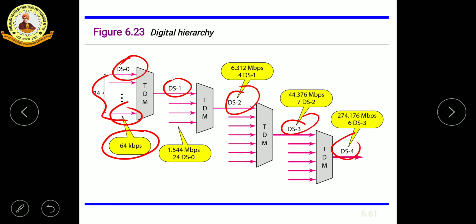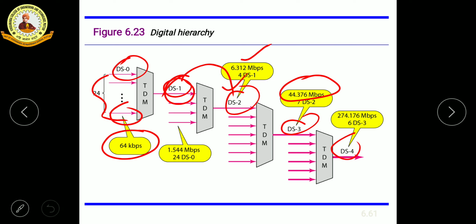So 24 such DS0 lines make one DS1 line. That is the meaning of it. What is the bandwidth of the DS1 line? It is 24 into 64 kbps, that is 1.536 mbps. Similarly, how many DS1 lines make a DS2 line? Yes, 4 DS1 lines make one DS2 line, and its bandwidth is 6.312 mbps. Such 7 DS2 lines make one DS3 line, with capacity 44.376 mbps. Then 6 DS3 lines make one DS4 line. So this is the hierarchy.